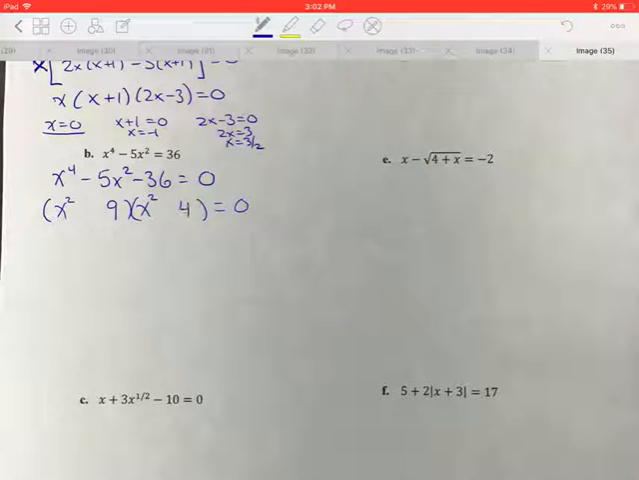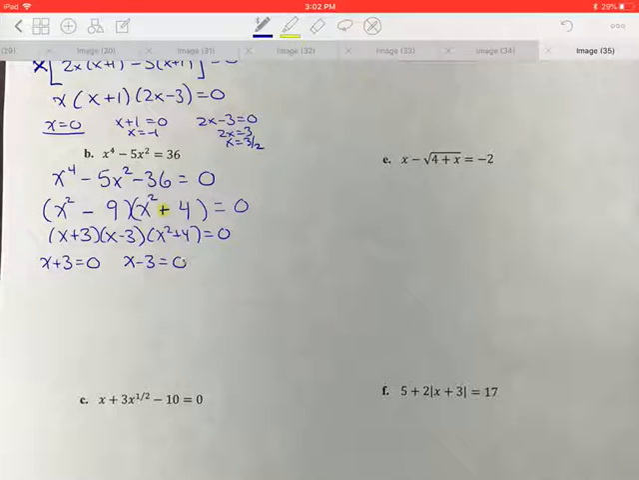So let's see, 9 and 4 would work. To get a -5, I need a -9 and a +4. Now these still have squared, so I'm going to check them again. X squared minus 9 is a difference of squares, so (x plus 3)(x minus 3). Now this one doesn't factor because it's a sum of squares, so I'm just going to leave it alone. And now it's fully factored, so I set each factor equal to 0. So x plus 3 equals 0, x minus 3 equals 0, x squared plus 4 equals 0.